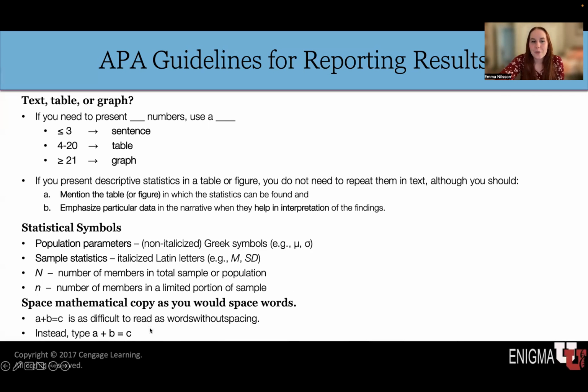And last thing is, when you're writing out mathematical text, space it the same way that you would space words. Put spaces in between every letter and function, because otherwise this is way more difficult to read. It's like words without spacing. So just put spaces in between.